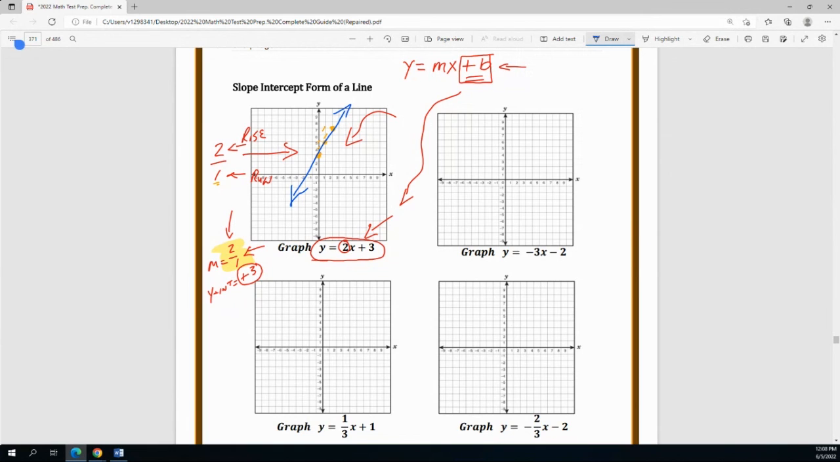And that's how we plot and draw the graph just by using the slope-intercept form of a line in order to do that. Try another one.